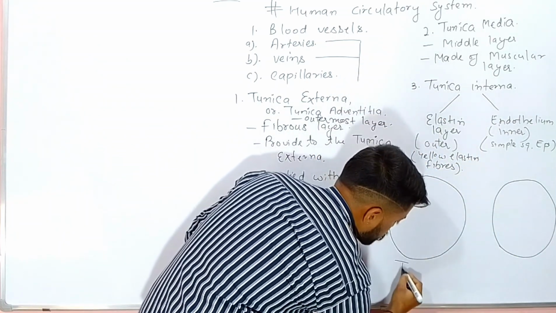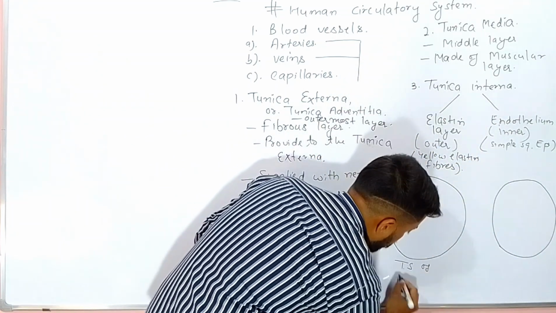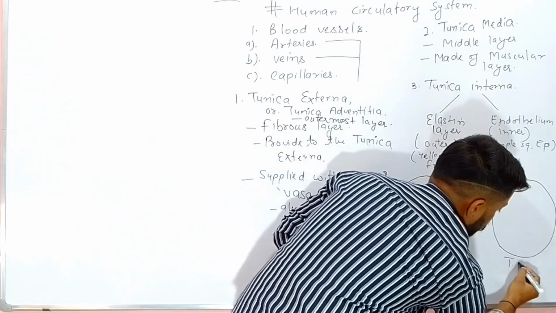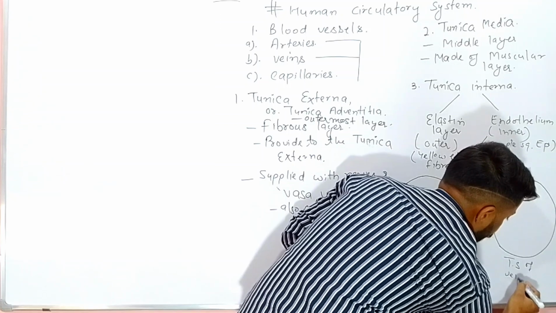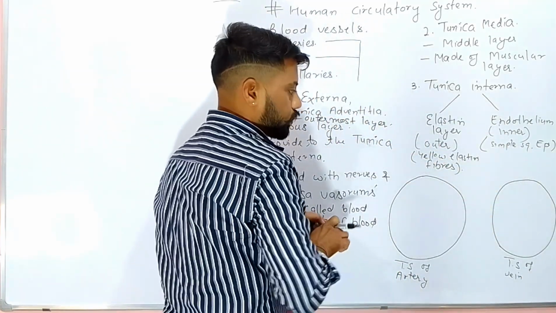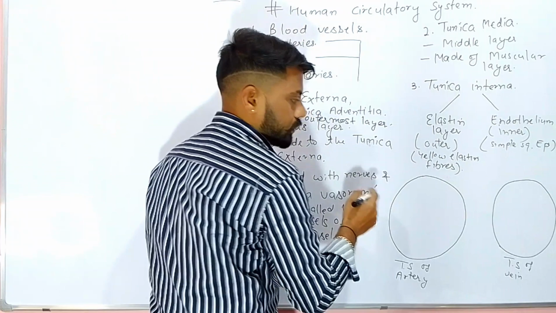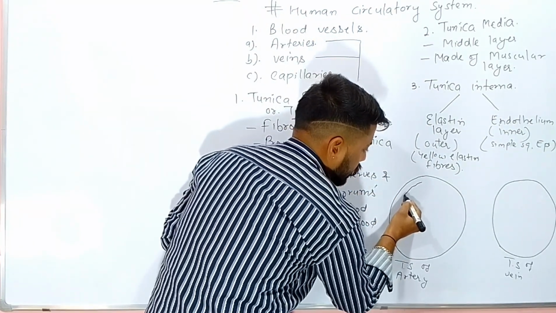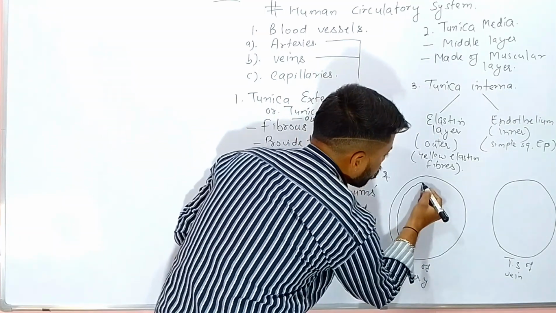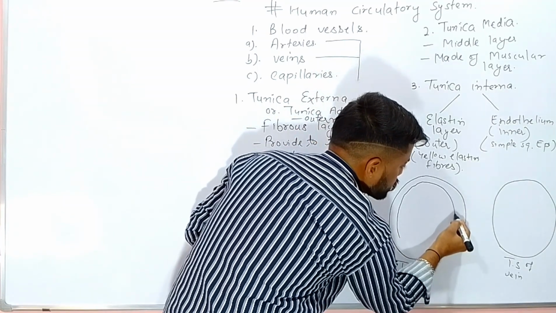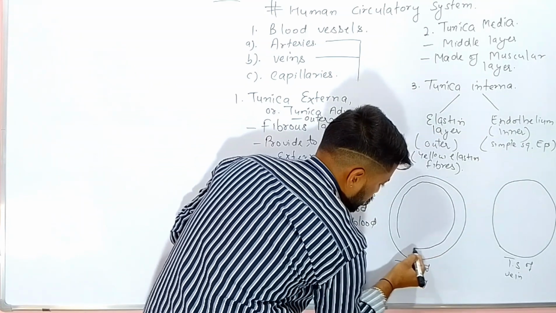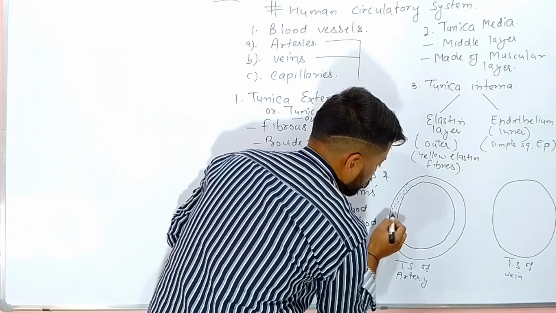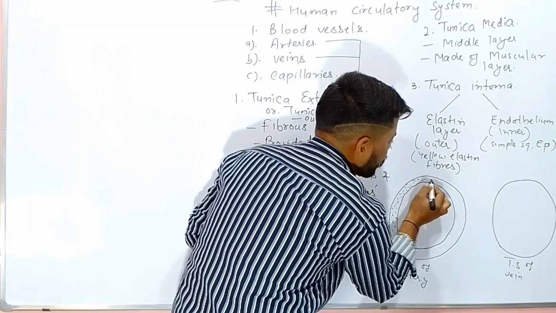This is the transverse section of artery and TS of vein. Now I am going to draw the outermost layer, the tunica externa, and as we said, it is made up of the fibrous tissues. The fibrous tissues, both collagen and elastin, are present in the outermost layer of the artery.